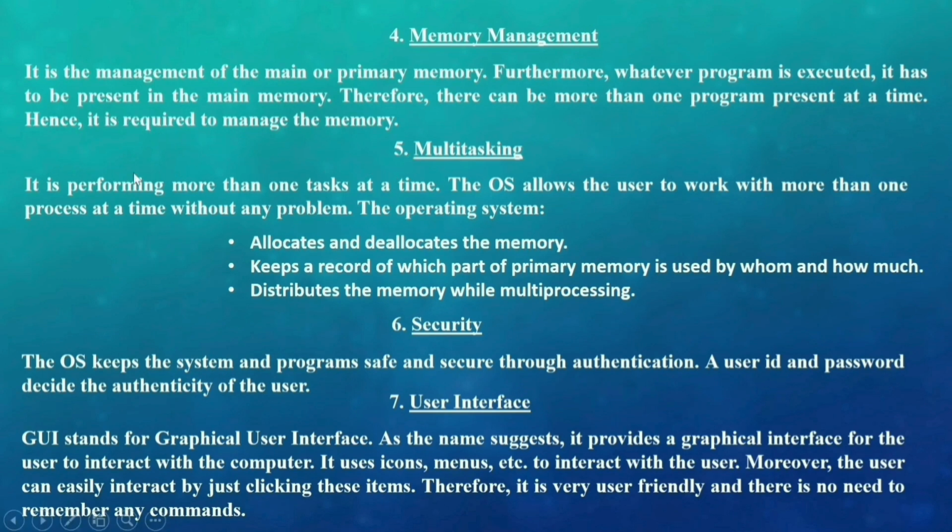Then multitasking. It is performing more than one task at a time. The OS allows the user to work with more than one process at a time without any problem. The operating system allocates and deallocates the memory. It keeps a record of which part of the primary memory is used by whom and how much. It distributes the memory while multiprocessing.